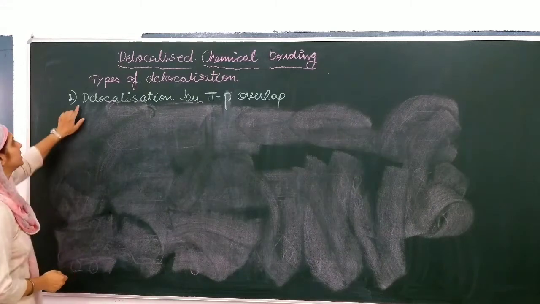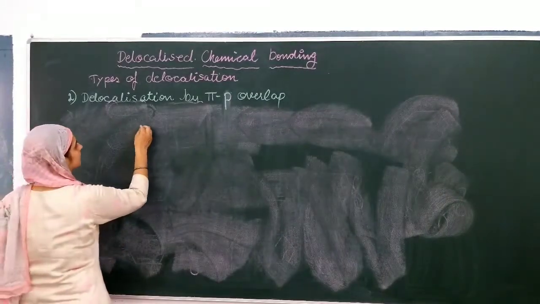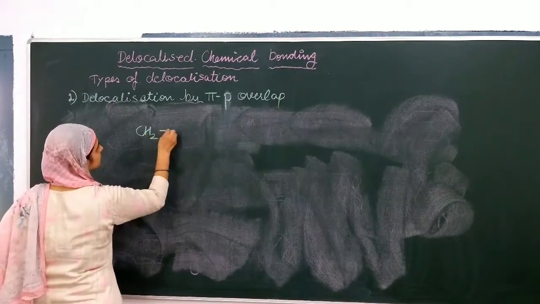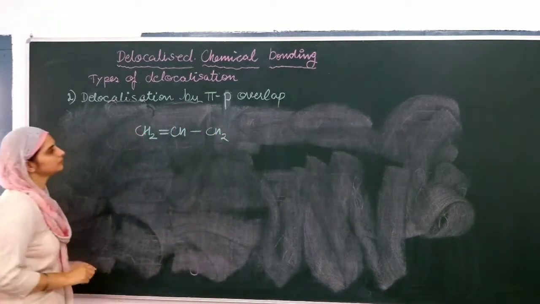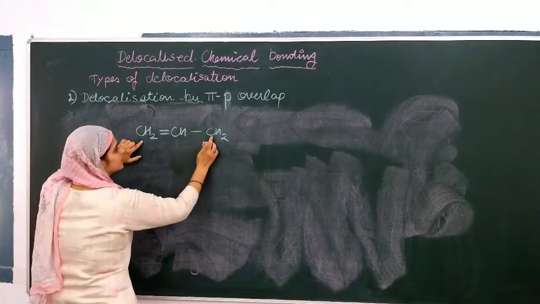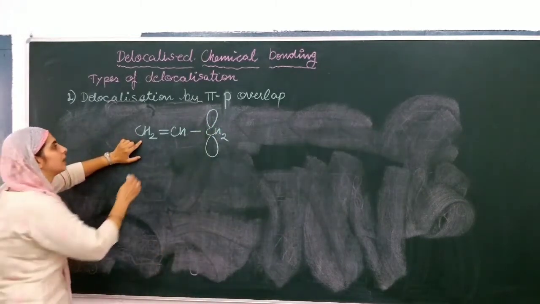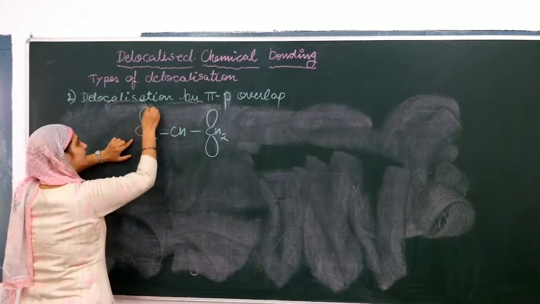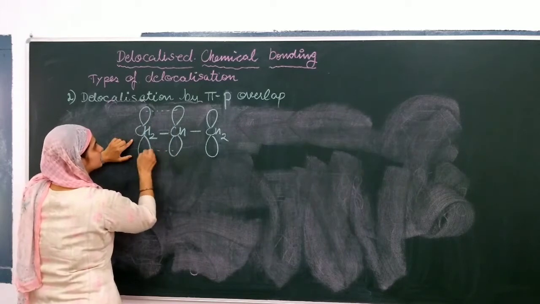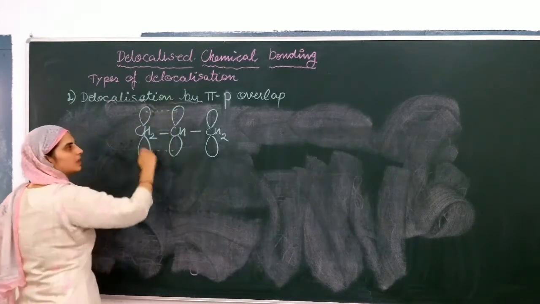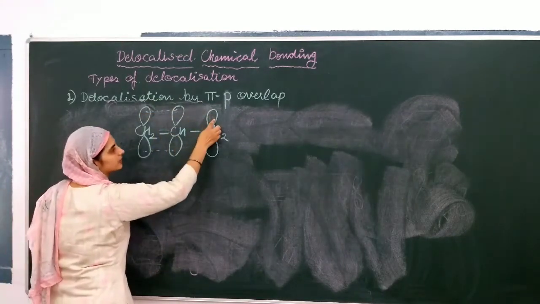Now moving on to the second delocalization, that is delocalization by pi-p overlap. So I am taking the example of the allyl system. And this carbon contains one unhybridized p orbital. This pi bond can be represented by pi orbitals, and the other side p orbitals overlap sideways. So this is the pi orbital and this is the p orbital. So this pi orbital will overlap with this p orbital.